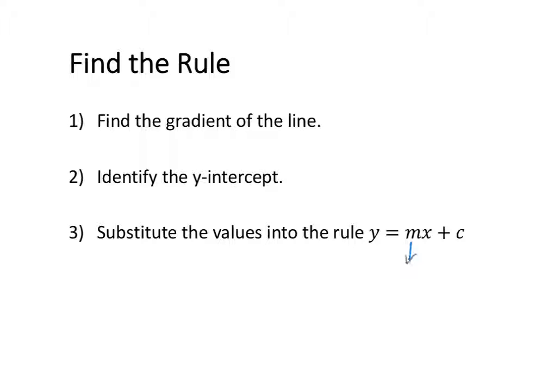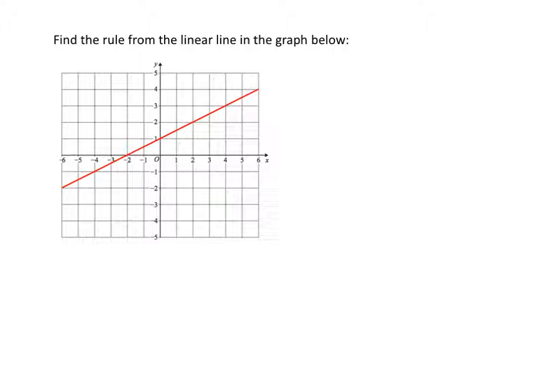Remembering that m is the gradient and c is the y-intercept. So let's have a look at an example of how we find the rule using those three steps. In this example, we want to find the rule for the linear line in the graph.